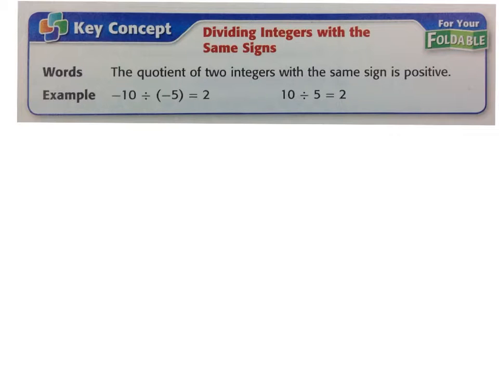Again, just like with multiplication, in division, the quotient, the answer to a division problem, of two integers with the same sign is going to be positive. Okay, so on this one right here, that's a problem you already know. 10 divided by 5 is 2. They're both positive, so my answer is going to be positive. In this one, I have negative 10 divided by a negative 5. And I know 10 divided by 5 is 2, and I see that there are two negative signs.